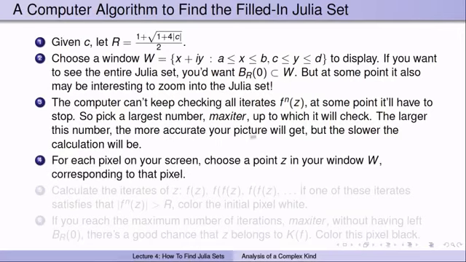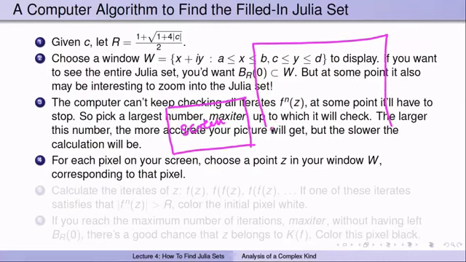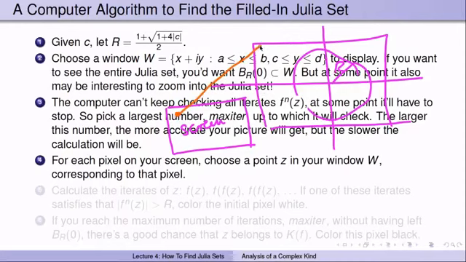For each pixel on your screen that you'd like to color, choose a point z in your window. So you need to find a correspondence between your screen and the window you chose for your Julia set, which you had chosen probably large enough to contain that ball of radius r. So for each point on your screen, you need to find the corresponding point z in your window. Your screen consists of pixels, and for each pixel, you need to decide how that corresponds to points in your window, something like this. That's just a linear mapping, that's not very hard.